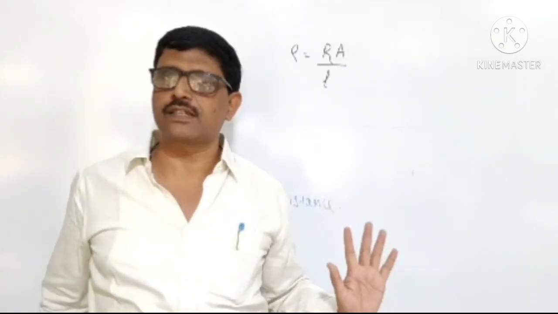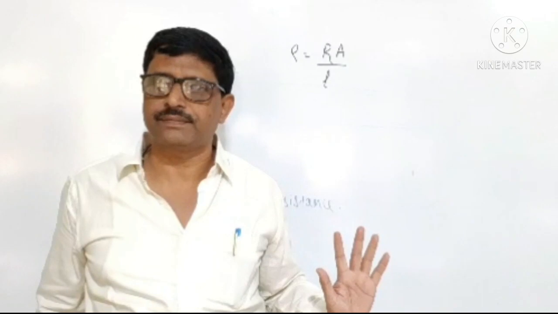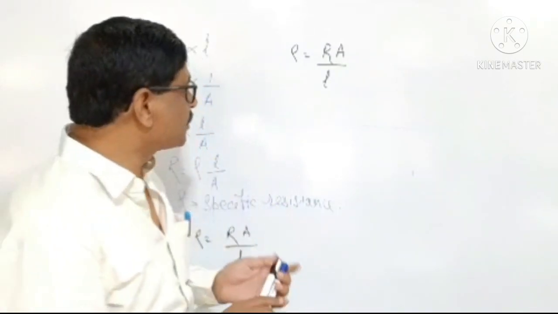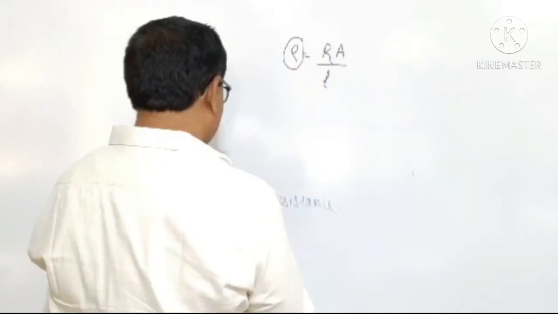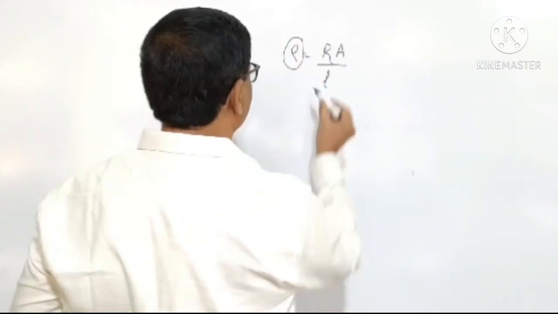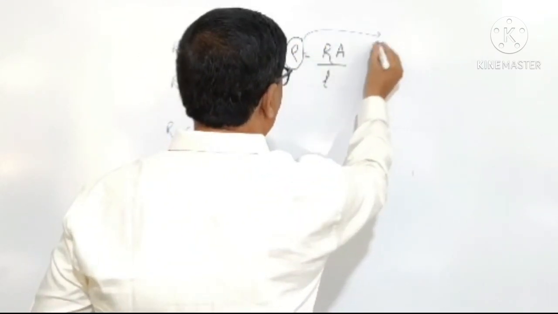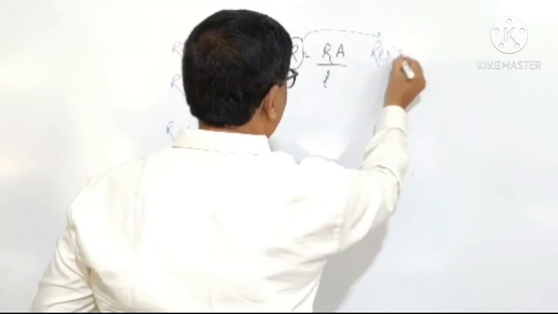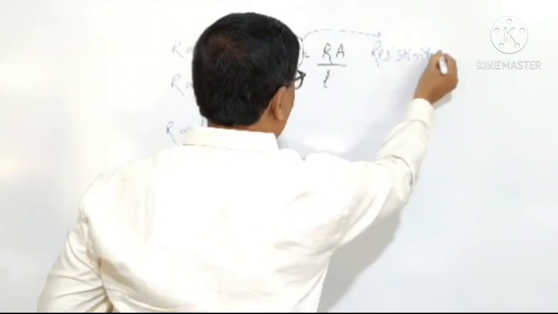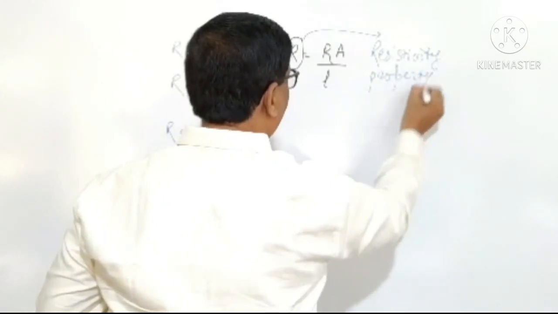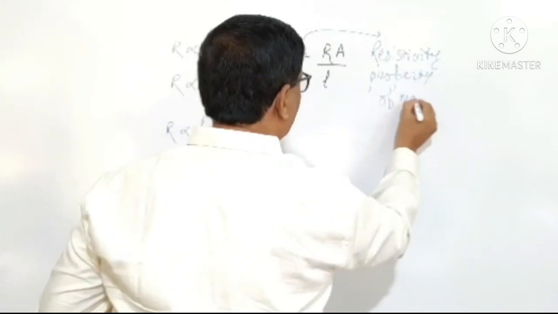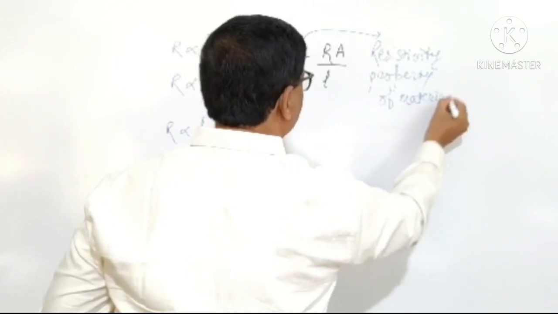The specific resistance is a constant. Therefore, the specific resistance, or I will call it the resistivity of the conductor, is a property of the material of which the conductor is made up of.